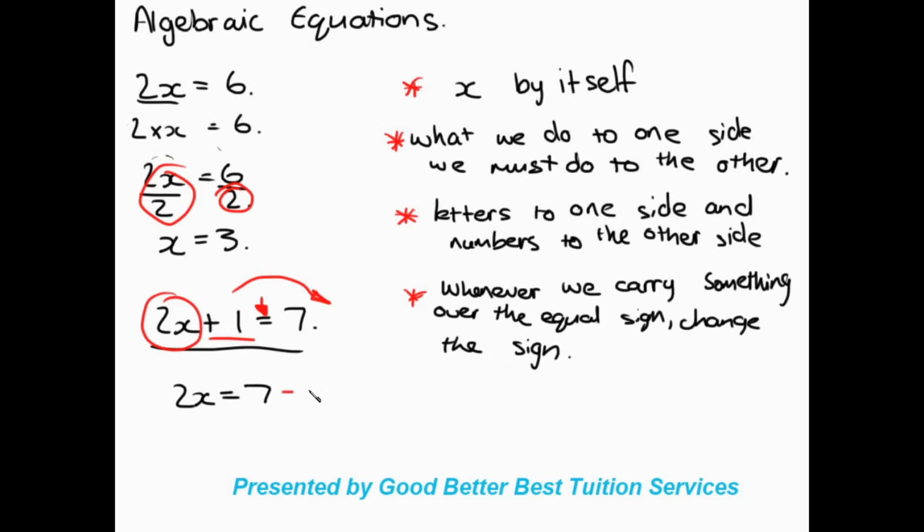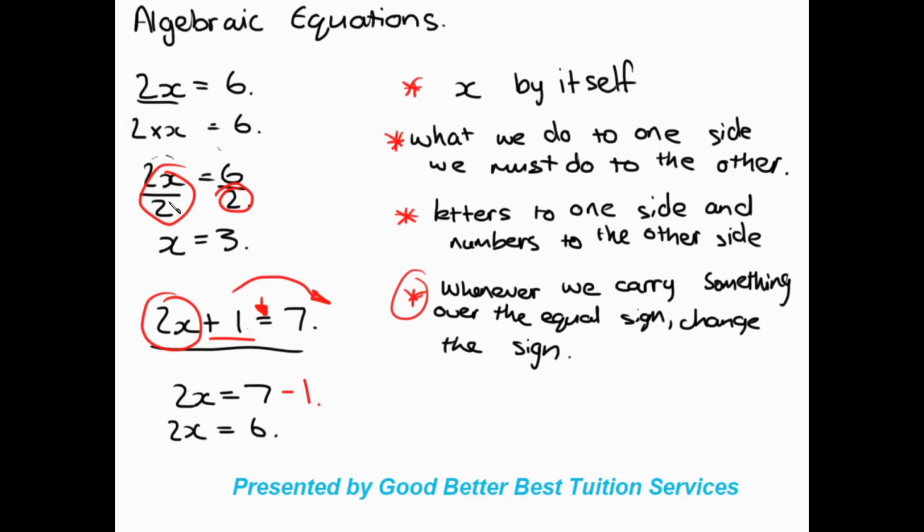Now it will be -1, okay? So in this case, we have 2x plus 1 is equal to 7. To get x by itself, we took the positive 1 over the equal sign, and because of this rule over here, we can say that the positive 1 changes to a negative 1, right? So if we look at that, we're left with 2x is equal to 7 minus 1 is 6, right?